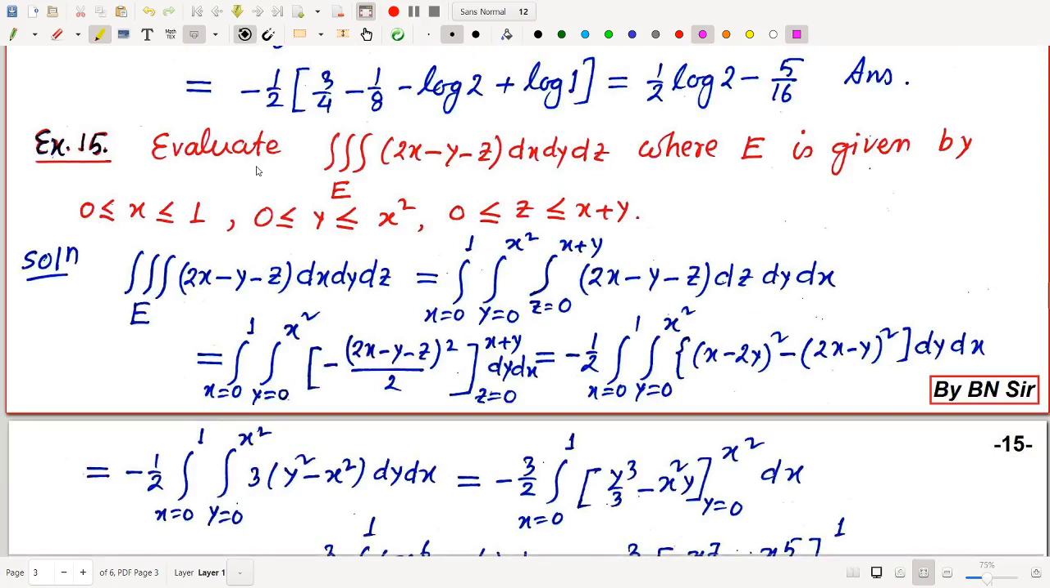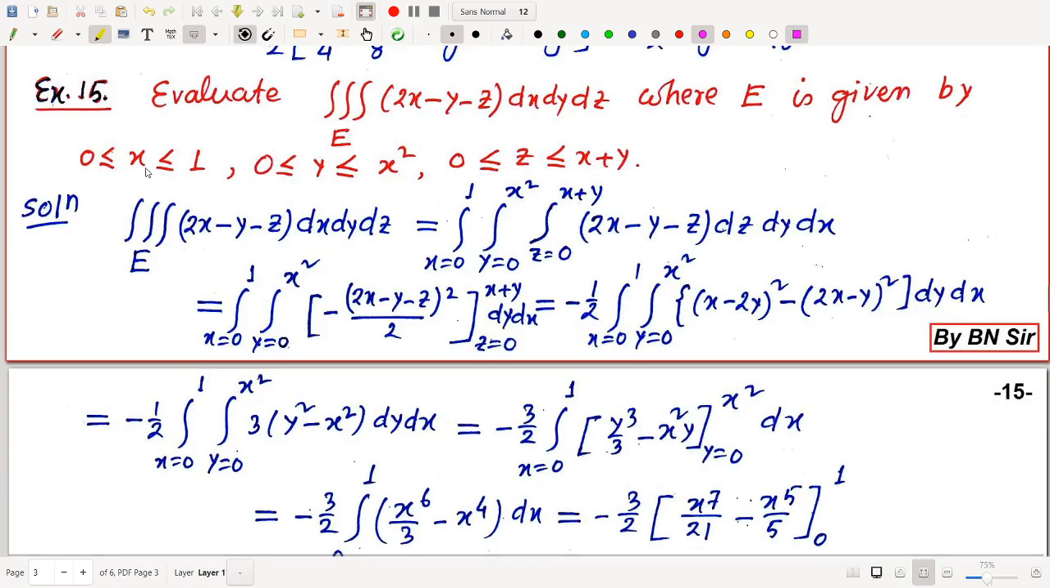So next example, evaluate the triple integral of the function 2x minus y minus z over the region E, which is given by 0 less than or equal to x less than or equal to 1, 0 less than or equal to y less than or equal to x square, 0 less than or equal to z less than or equal to x plus y. All the limits for x, y, z are clearly given. So here also we see that the limits for z are variable functions of x and y, more variables involved here. So we have to integrate with respect to z first.